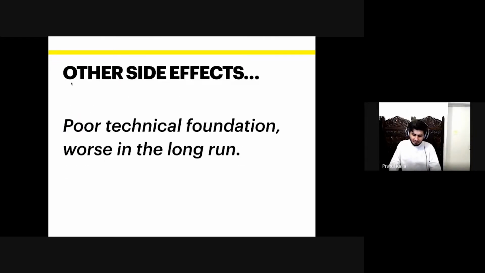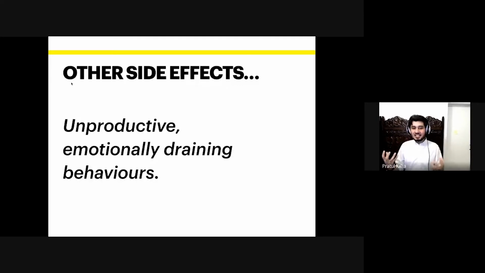What are other side effects of bad estimates? Right? One of the big ones, which we recognize after we've done bad estimation, is a poor technical foundation, which is worse for us in the long run. Because you're rushing now to complete things, you've missed a bunch of deadlines. You know that people are pissed. You know your team members are tired, right? It also results in teams showing unproductive and emotionally draining behaviors, and these behaviors are something that we are again very familiar with.